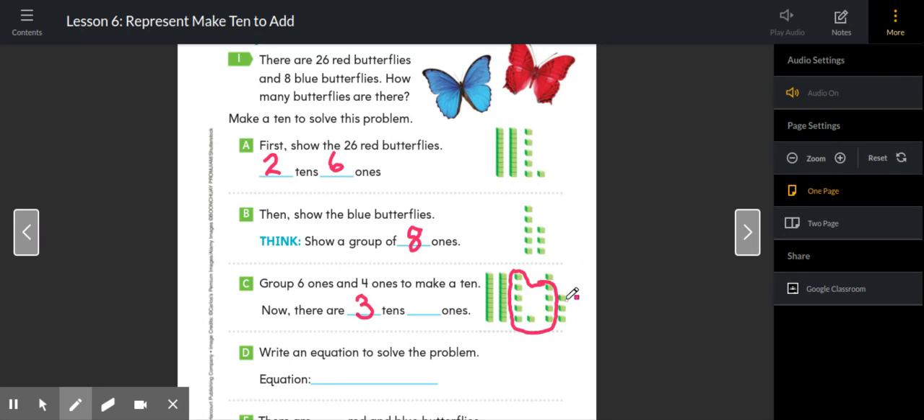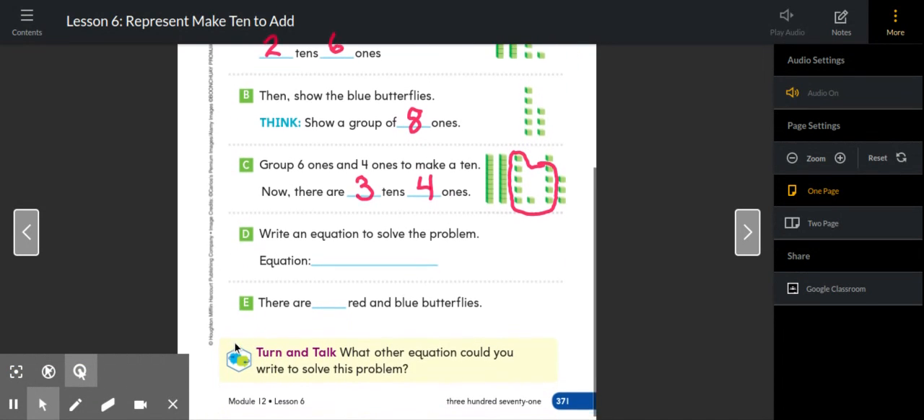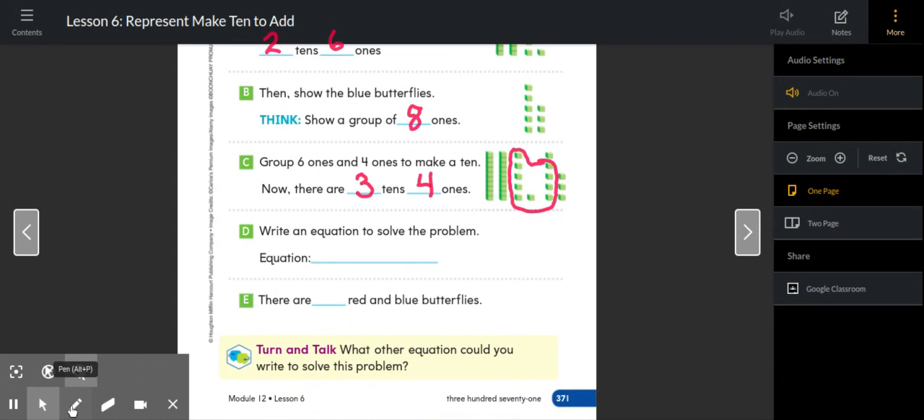And we have 1, 2, 3, 4 1s. Now, before I did the circling, we had 2 10s and 14 1s. And that is the same thing. They're both equal to 34, but that's just a different way of writing it. So let's slide down a little bit here and write the equation.